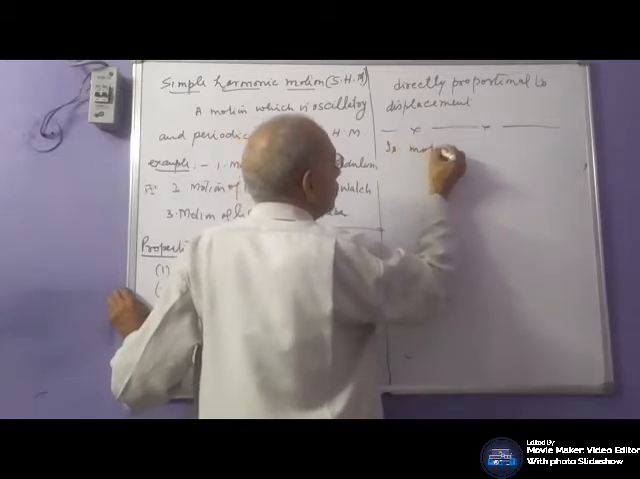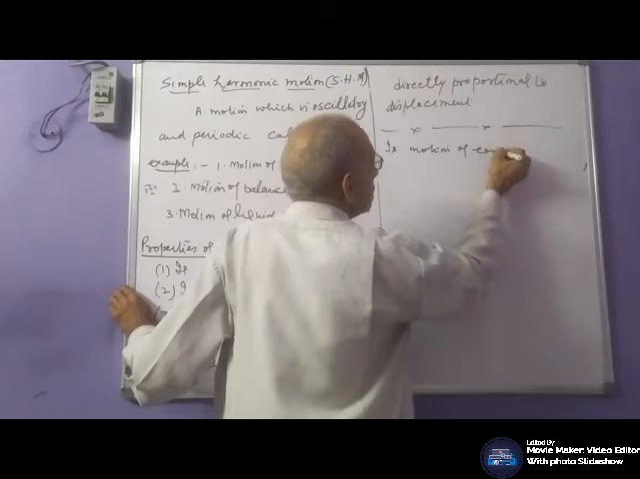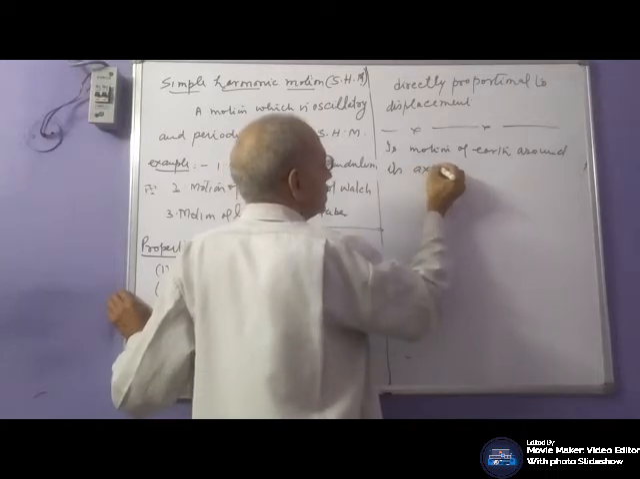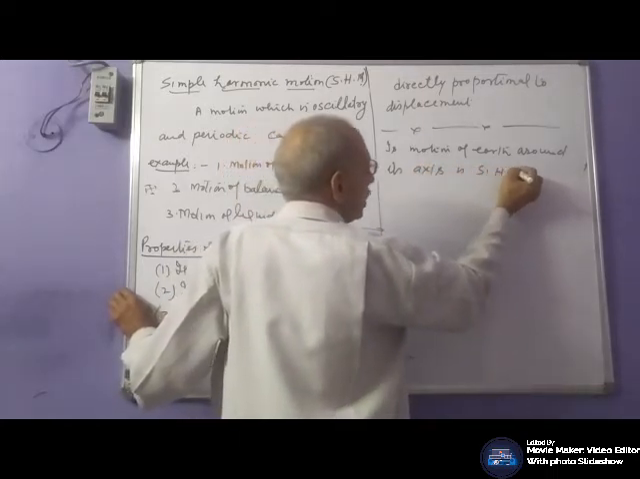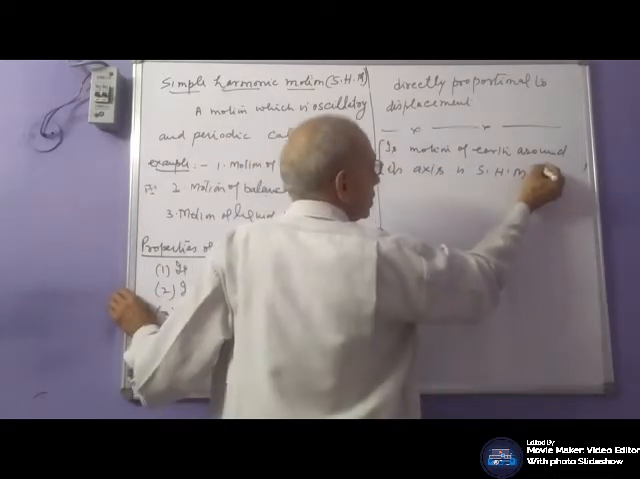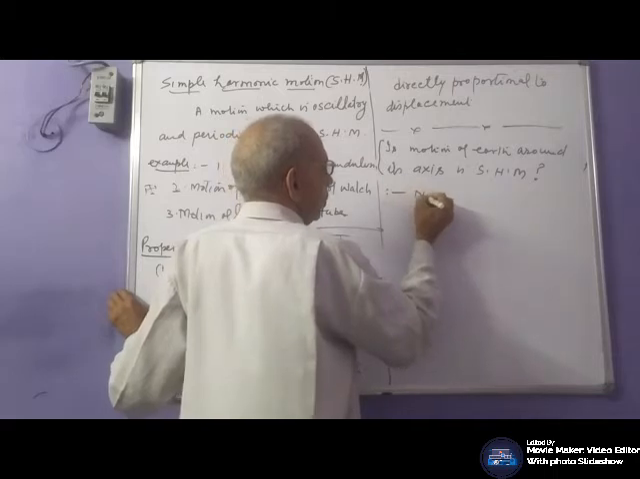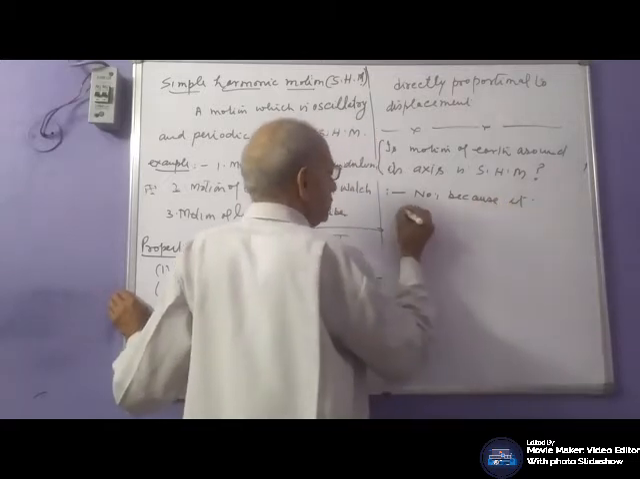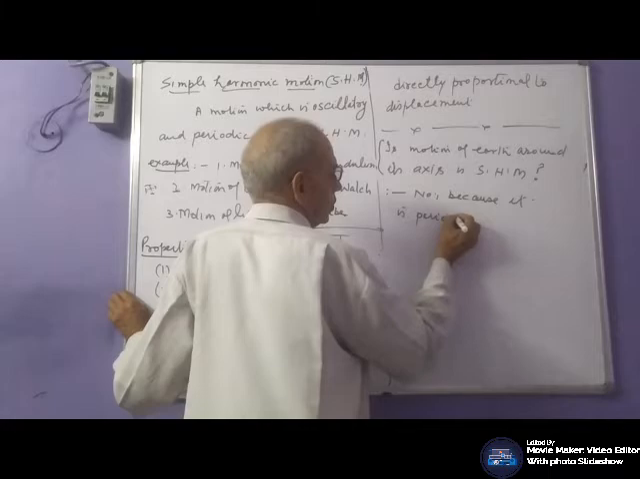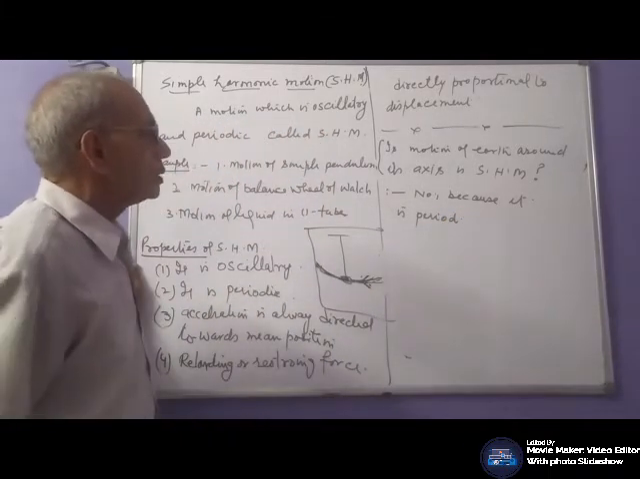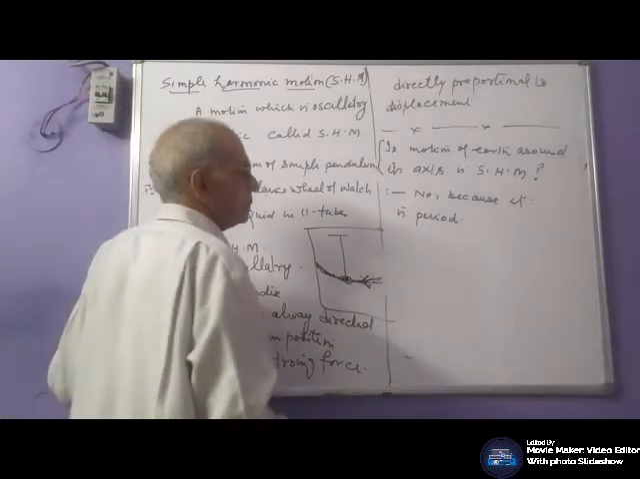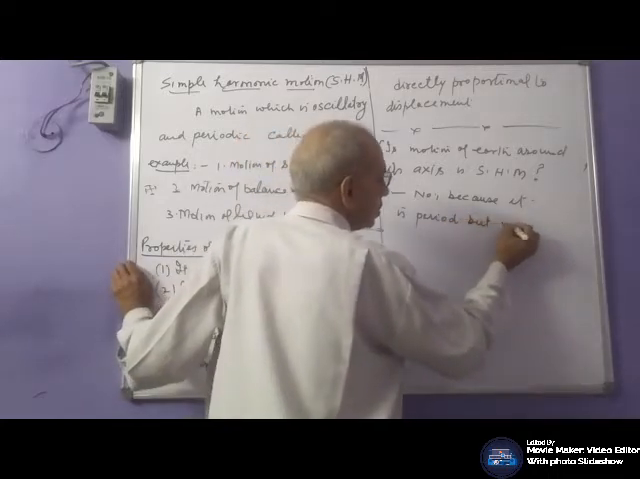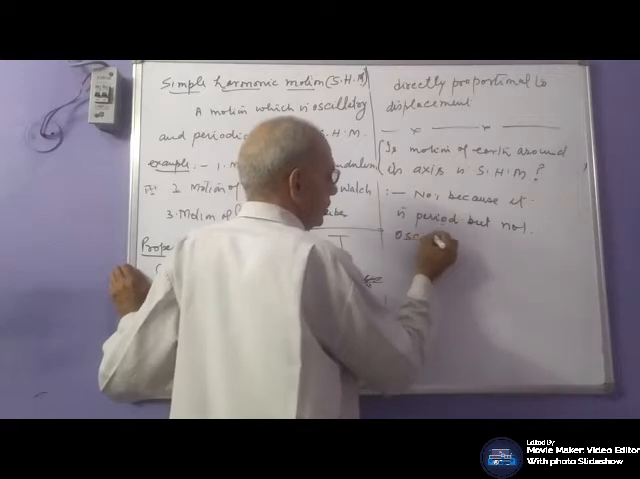Is the motion of Earth around its axis S.H.M.? The answer is no, because it is periodic, 24 hours each cycle, each circle, but not oscillatory.